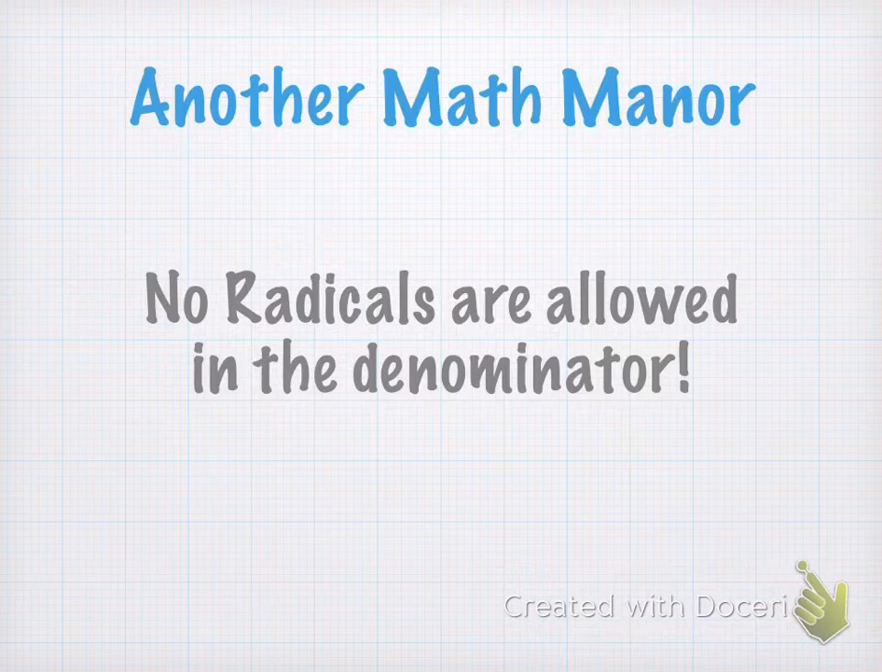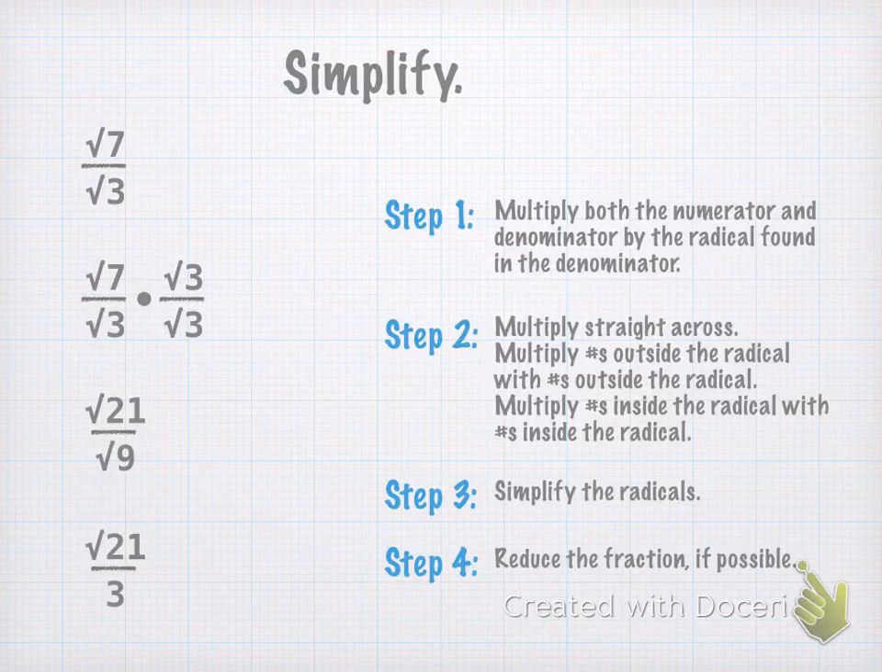So what do we do? Here's an example. Simplify the square root of 7 over the square root of 3. I have 4 steps. Step 1, multiply both the numerator and the denominator by the radical found in the denominator. Here we have the square root of 3 in the denominator, so we're going to multiply the top and the bottom by the square root of 3.